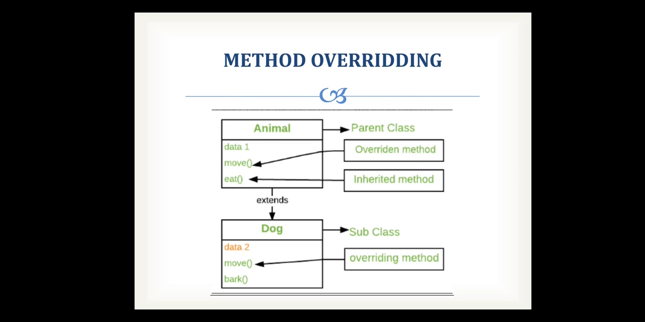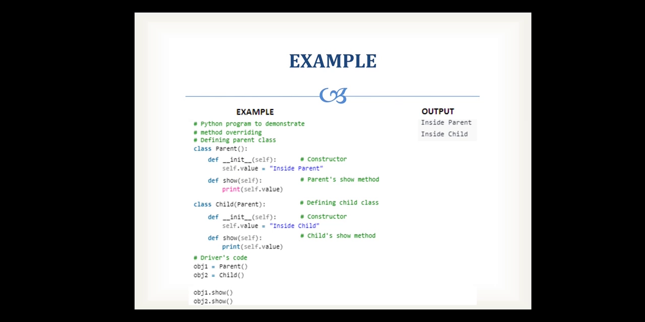We have created two classes. The first one is Animal, the second one is Dog, and we are using the same methods. So when you use the move and eat methods in Dog, it directly overrides the move and eat methods of the Animal class. So when you call move, it is not going to be called from the Animal class. We'll see this example.